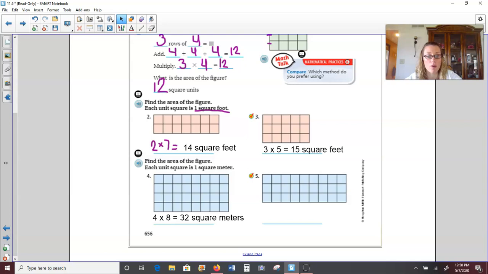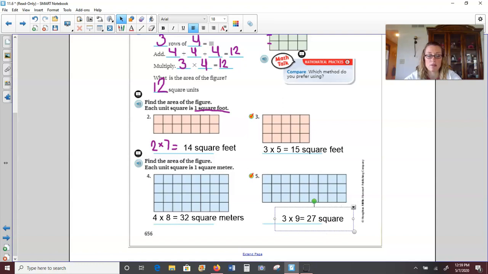All right, over to number 5. How many rows are in this rectangle? I see 3, times how many are in each row? I counted 9. Hopefully you did too. And 3 times 9, what does that equal? 27. And our label is square meters. So the area of that rectangle is 27 square meters.